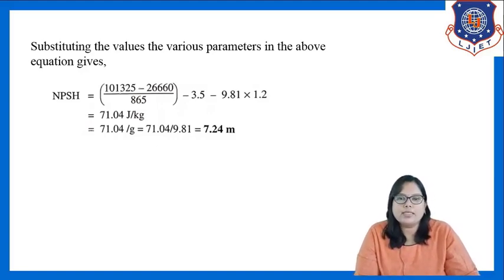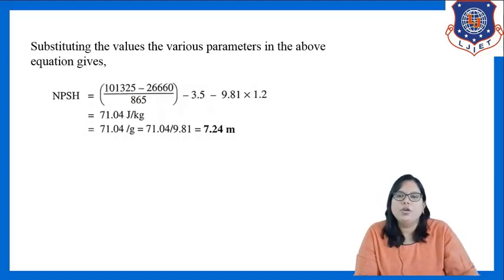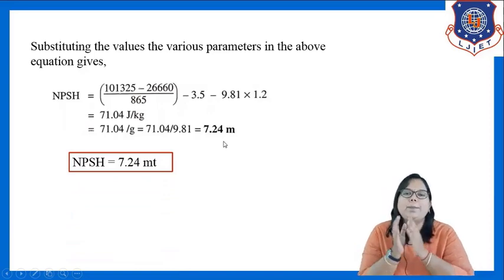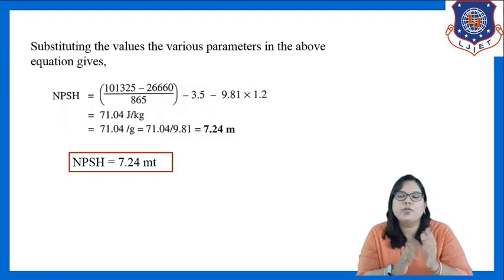What we have to do for this? We have to divide it with the value of g. So now we have to do 71.04 joule per kg, divide this value with acceleration due to gravity g, which is 9.81. So 71.04 divided by 9.81, you will get the value of 7.24 meter. So NPSH, that is net positive suction head, value is 7.24 meter.